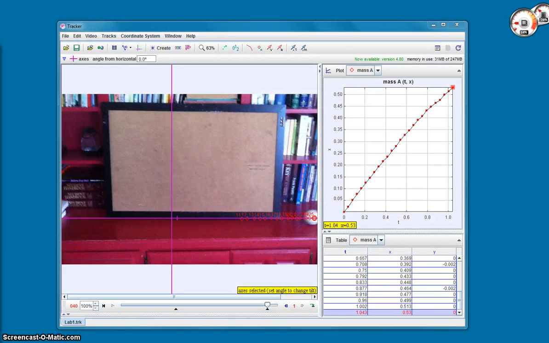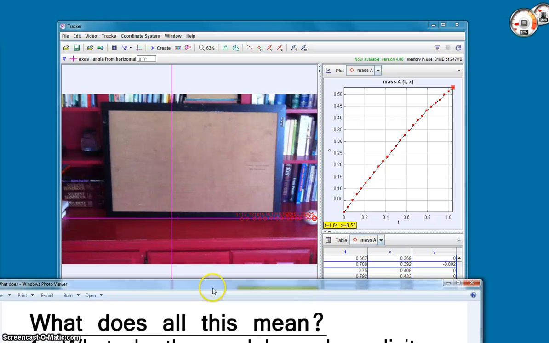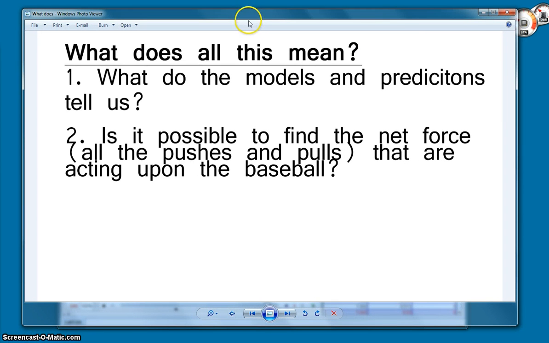And so, what does all this mean? What do the models and predictions tell us? Well, they tell us exactly what Newton had figured out, and that's the object will travel or stay at rest at a constant velocity until acted upon by an outside force. And so, is it possible to find the net force, which is all the pushes and pulls that are acting upon the baseball? From this video that I have in Tracker, that's not quite possible, both because I don't have the measurements of the wind going on in our house, and I also don't know how to calculate friction yet, as this is my first course.